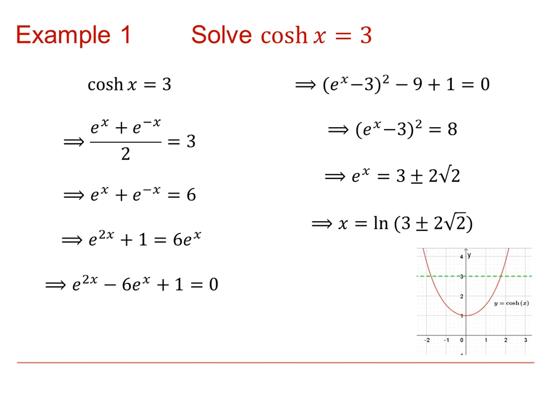So there we are with it neatly typed out, and you can see on the graph there of cosh x our two solutions, which are at log 3 plus or minus 2 root 2.